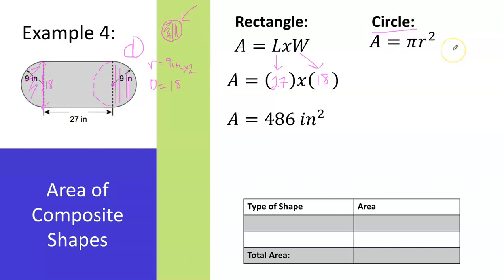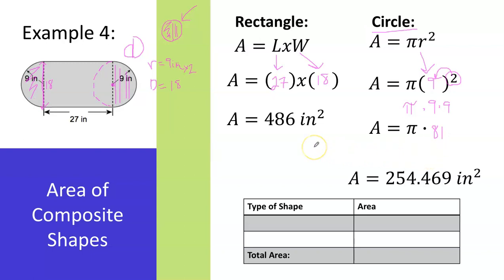Area equals pi r squared. I don't have to divide it by 2. Area equals pi times r squared. The radius in this example is 9 inches. The 2 tells me how many times to write the base of 9, so I need to write the 9 two times. 9 times 9 is equal to 81. And then I'm going to grab my calculator and type in pi times 81, and I get 254.4690049 inches squared, which I rounded to the nearest thousandths place.